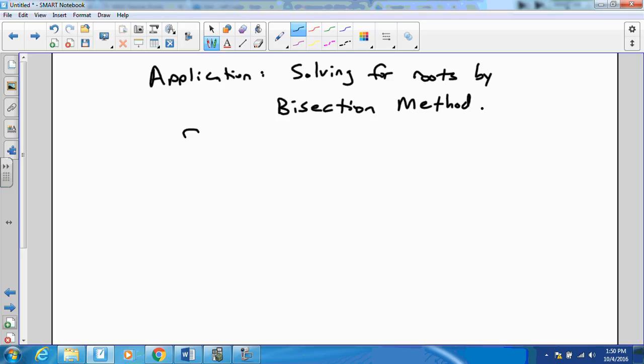And our setup is this. Suppose I have the polynomial f of x equals x cubed plus x plus 1. And I want to find the root, or the zero, of my polynomial by setting the polynomial equal to 0.